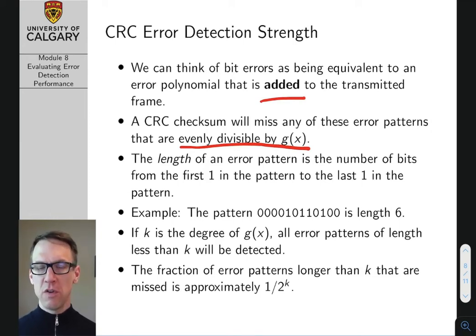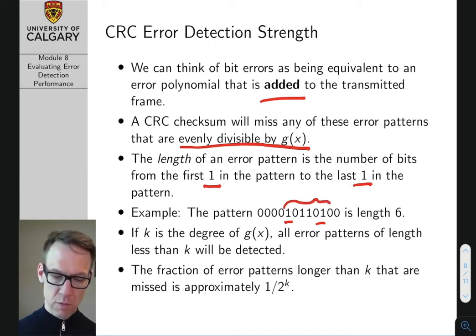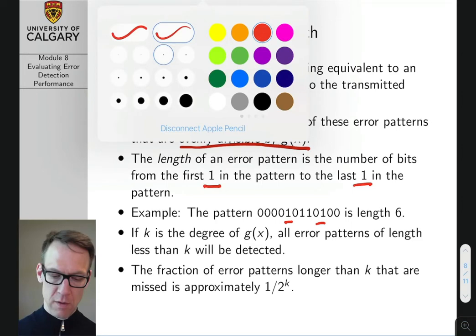And in order to do this, we need to have a notion of the length of an error pattern. And the length of an error pattern is basically the number of bits in the error pattern starting at the first one and leading up to the last one. So for example, if we have the following error pattern, this is our first one, this is our last one. And so we would say that the length, whoops, that didn't work very well. Let me have a slightly smaller pen.